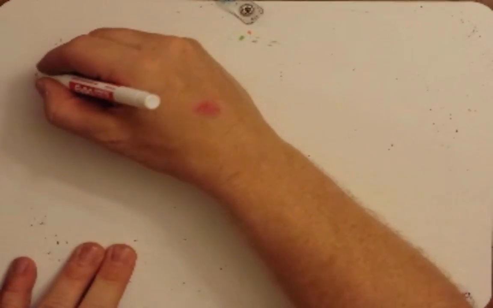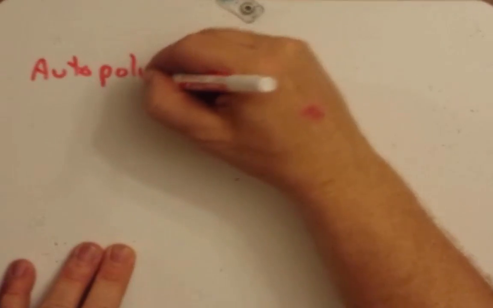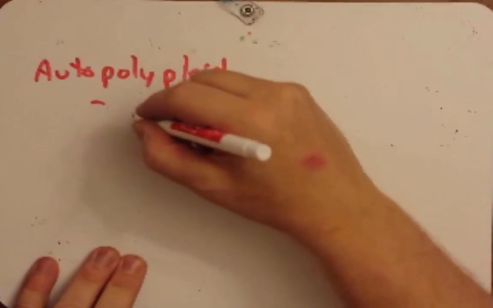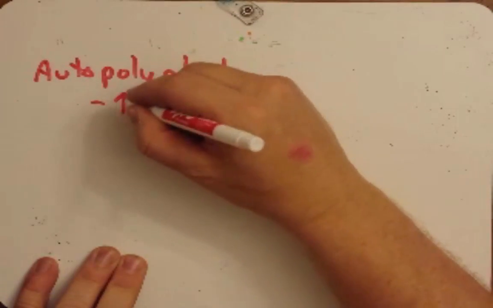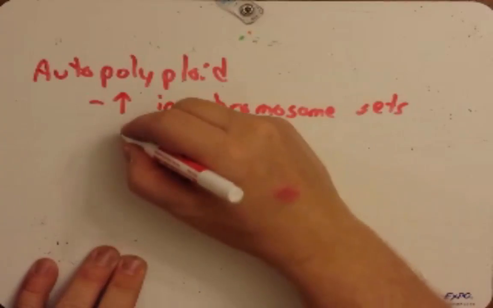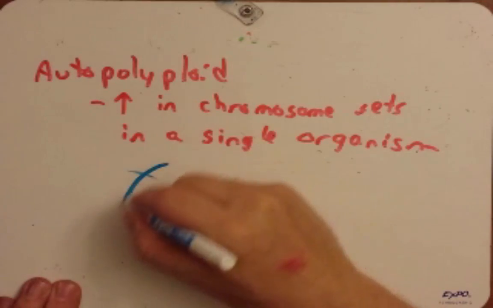Okay, I want to talk about 2 more terms. The first one is an autopolyploid. This refers to an increase, so up arrow, increase in chromosome sets in a single organism. And so this would be essentially our polyploids, but it's a unique one in the fact that it's only within the same organism.